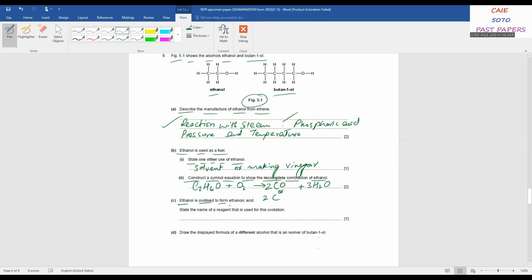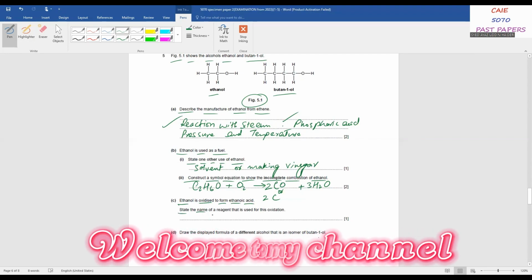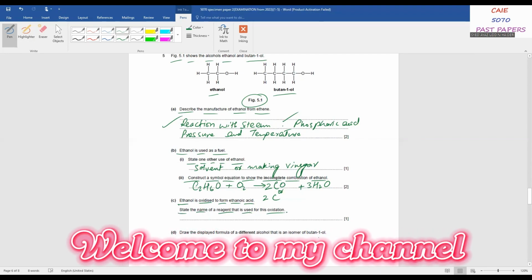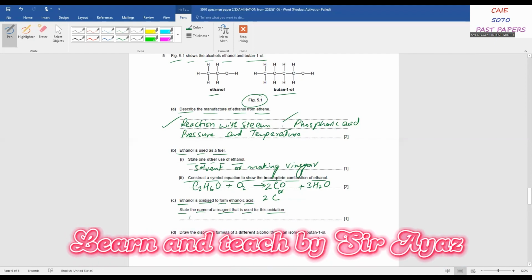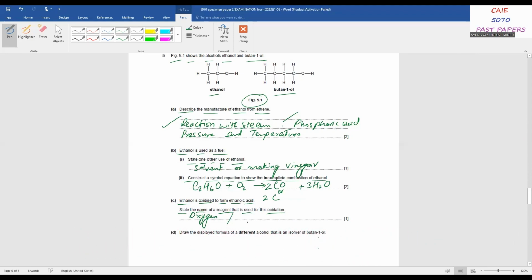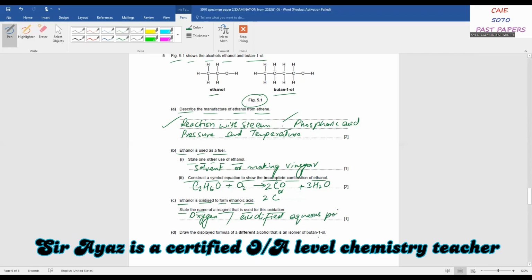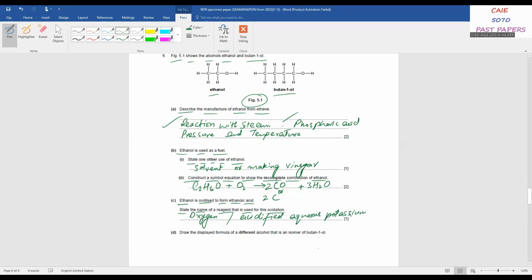Ethanol is oxidized to form ethanoic acid. State the name of a reagent that is used for this oxidation. It's very easy. You can write oxygen, or you can even write acidified aqueous potassium manganate(VII).